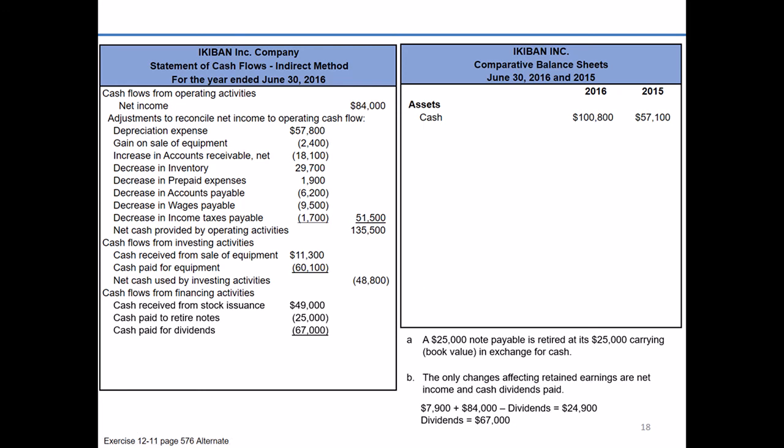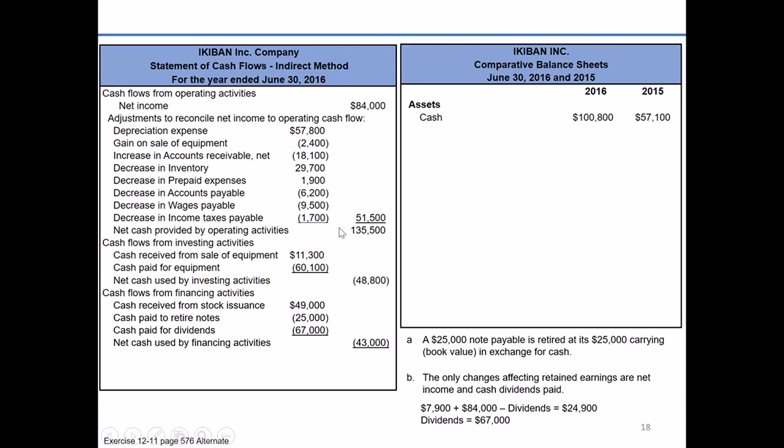If I strike that out, that's all I have left on my comparative balance sheet. Our financing activities start with a $49,000 inflow from a stock issuance, a $25,000 outflow from retiring bonds, and a $67,000 outflow for cash payment for dividends. If I add those up, I have an overall outflow of $43,000. Because it's an outflow, it's going to be called net cash used by financing activities. So I've got a major portion of my statement of cash flows already done.